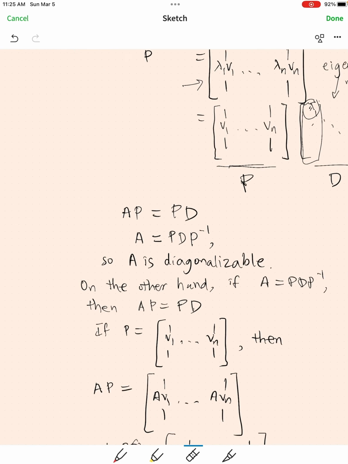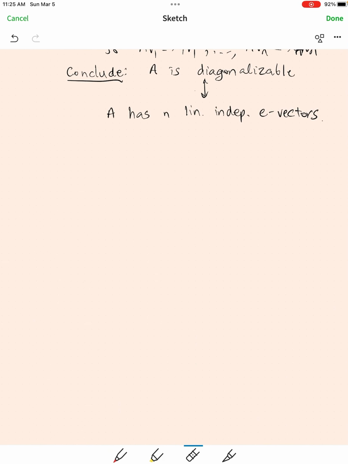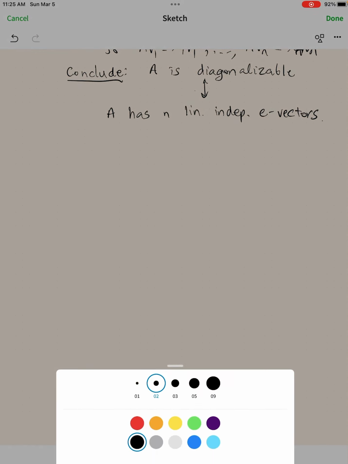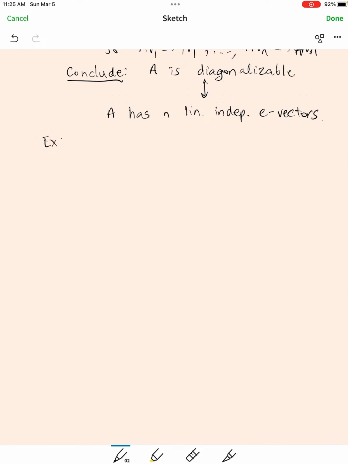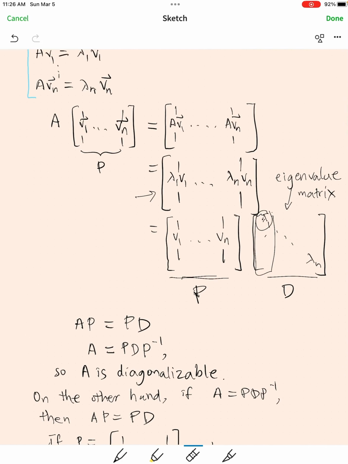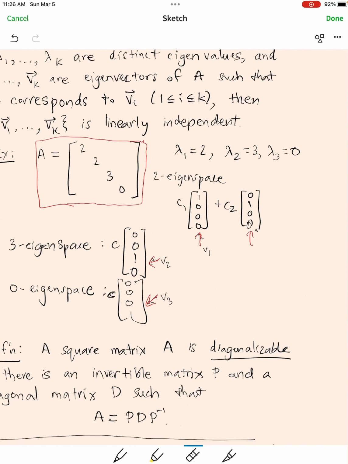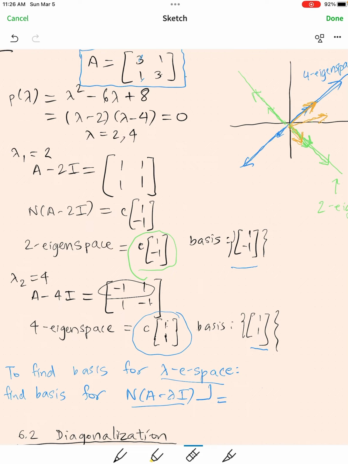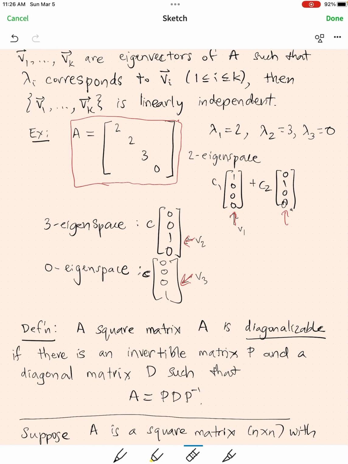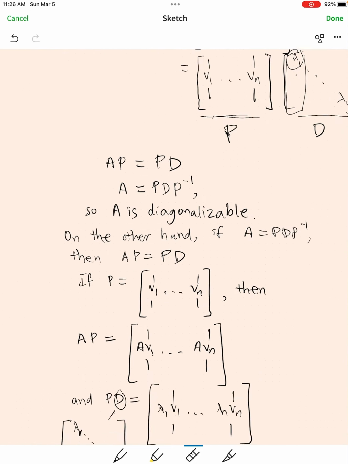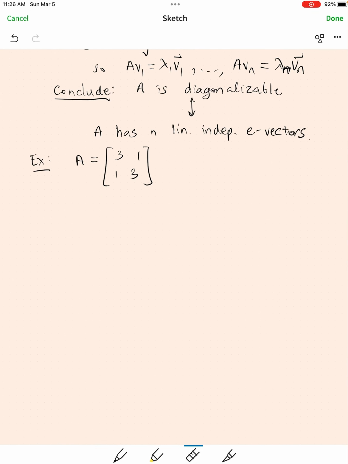So going back to that example, the first one, 3, 1, 1, 3. Can I just make sure it is 3, 1, 1, 3? I just want to make sure this is correct. Yes, 3, 1, 1, 3. This is diagonalizable.